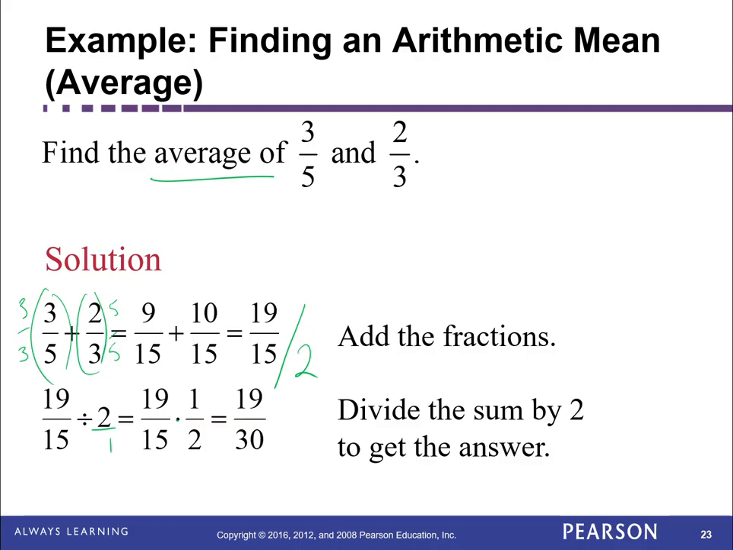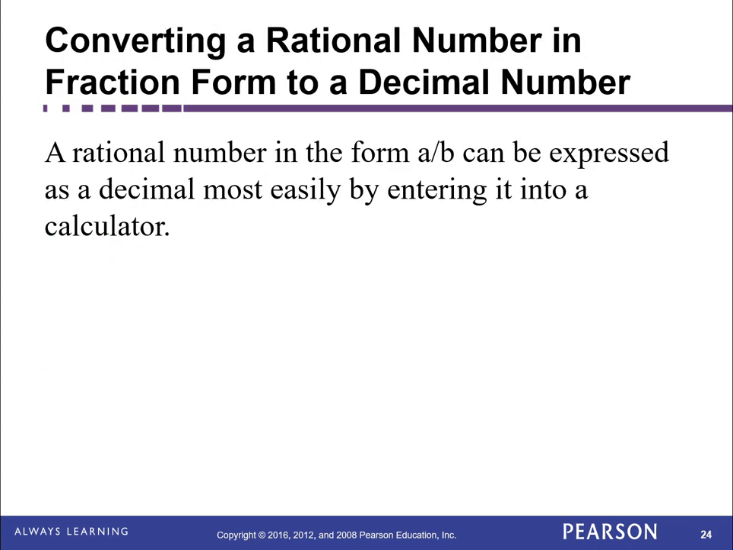So, what's halfway between 3/5 and 2/3? 19/30. There you go. That is the solution to this problem. That is the arithmetic mean, or what we call the average of those two numbers. So I can either divide by 2 or multiply by 1/2 to find the arithmetic mean of two numbers. Remember, if you're doing 3 numbers, you'd have to divide by 3. If you're doing 12 numbers, you'd have to divide by 12.